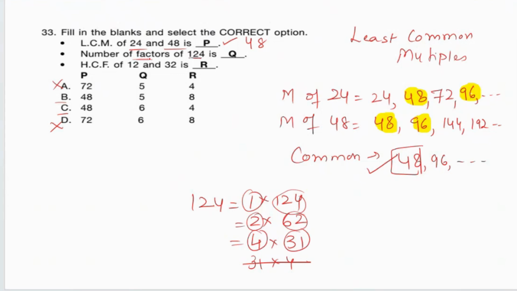They are talking about the number of factors. So 1, 2, 3, 4, 5, 6. The number of factors is 6 here. So 48, 6. So C should be my answer. But I will check the other one.